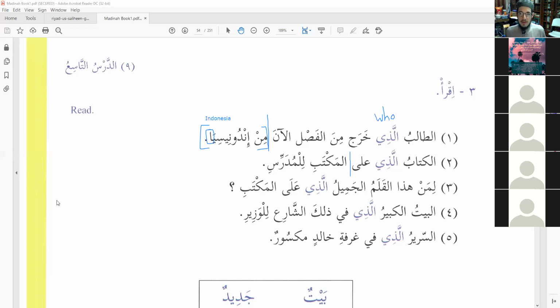No. The maktabu lil... that what's it? Teacher's desk is... the book which is on the teacher's desk. Is that what it means? Yes, exactly. The book that or which is on the teacher's desk.